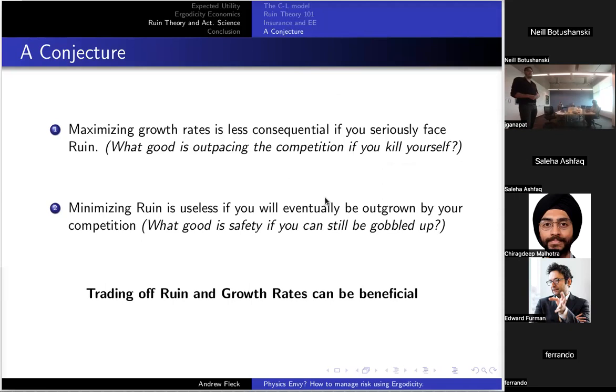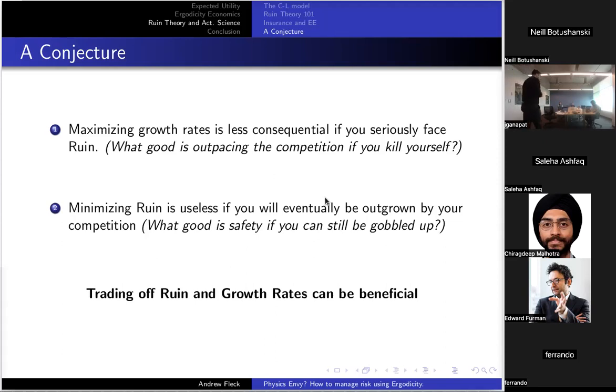So EE tells us that, okay, we want to maximize growth rates, but it feels like a somewhat incomplete picture. And in fact, this is actually one of the criticisms that EE gets, right? They say, well, if it's all about growth rates, you're talking about how people live through time. You're saying this is all about growth rates. People aren't just concerned about that. They also are concerned about whether or not they're going to survive to the end of their lifetime or whatever, financially, right? So what I claim is that, okay, if you maximize growth rates, it's not that consequential if you face ruin, right? But at the same time, you're never going to just minimize ruin because you'll always be outgrown by your competition, right? It's like when you're investing, right? If you only ever invest in bonds, then the people who are also investing in stocks will eat you alive, right?